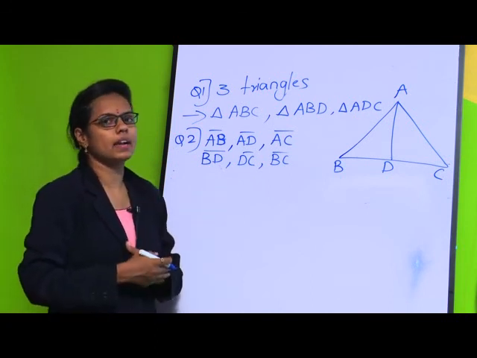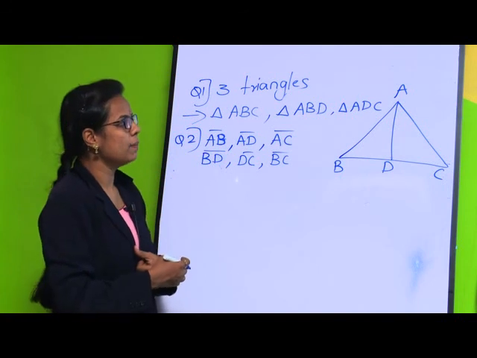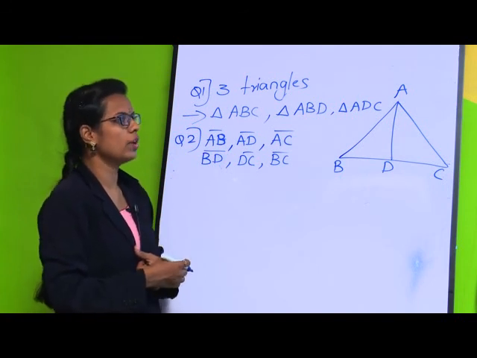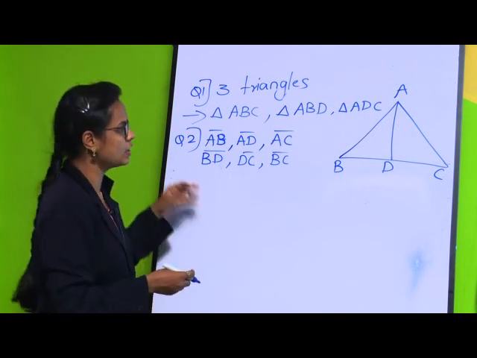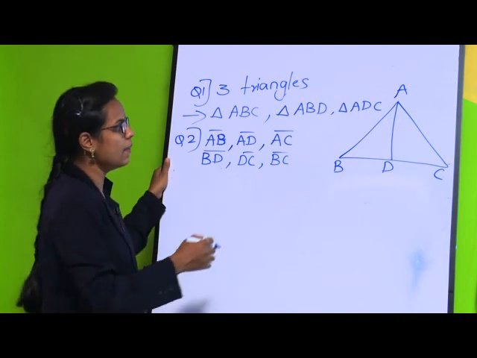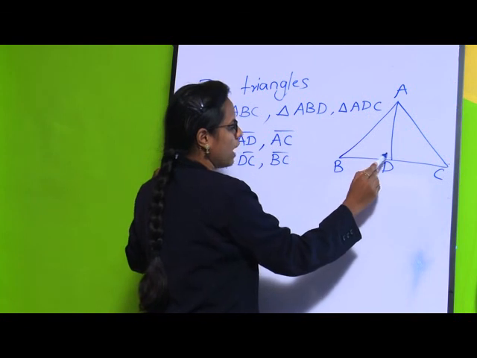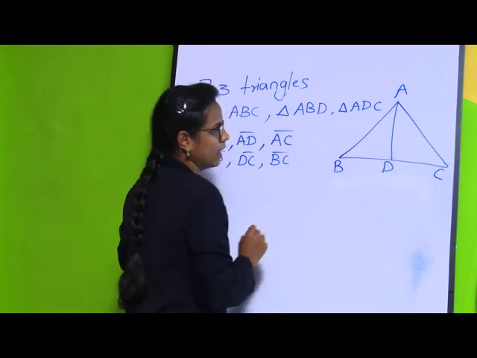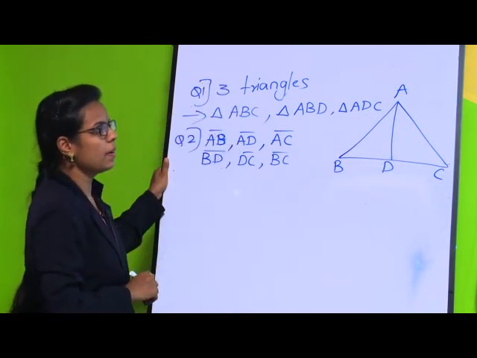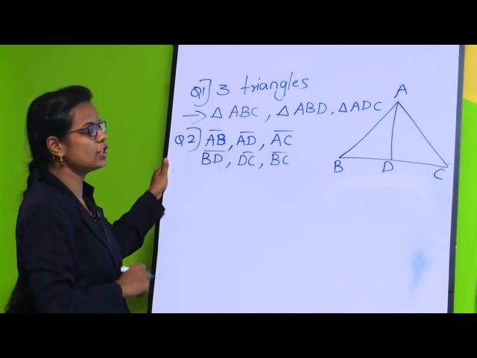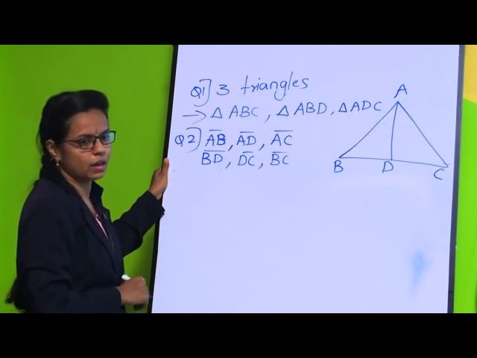Which two triangles have angle B as common? Now, you can see this is a triangle. Now, two angles are formed here. Angle B is common for which two triangles?